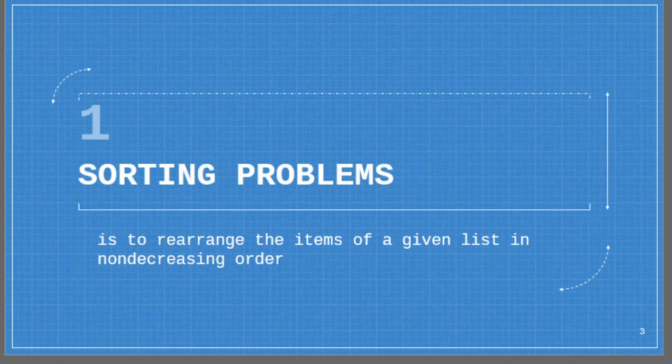So the first one, sorting problems. This kind of problem needs a rearrangement of items of a given list or a given array in non-decreasing order. So it's either in decreasing or increasing order. So you have to sort certain items or an array of items.